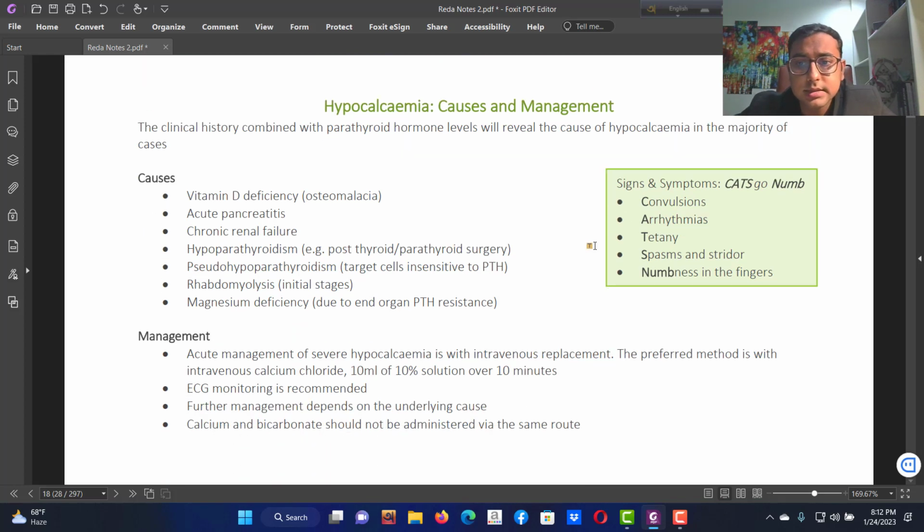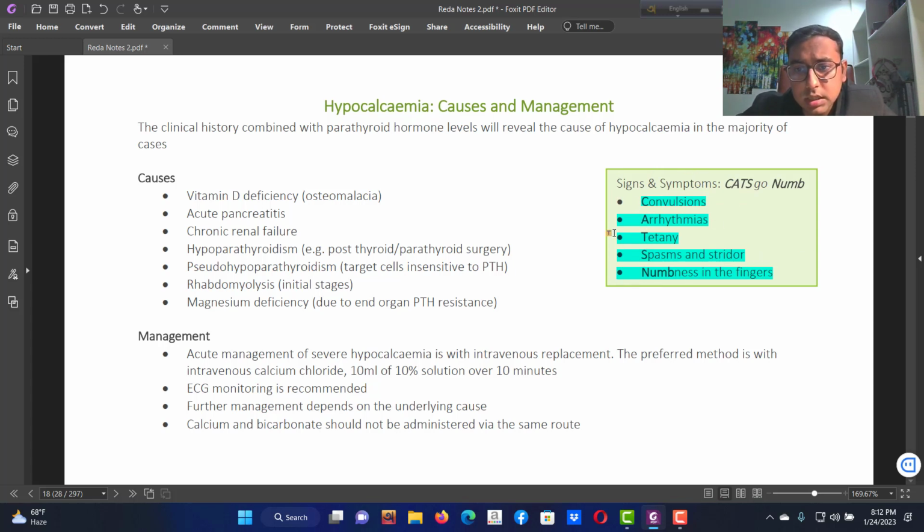Now the hypocalcemia. Here there is a mnemonic: CATS GO NUMB. Convulsion, arrhythmia, tetany, spasm, and stridor. This is in short the signs and symptoms of hypocalcemia.